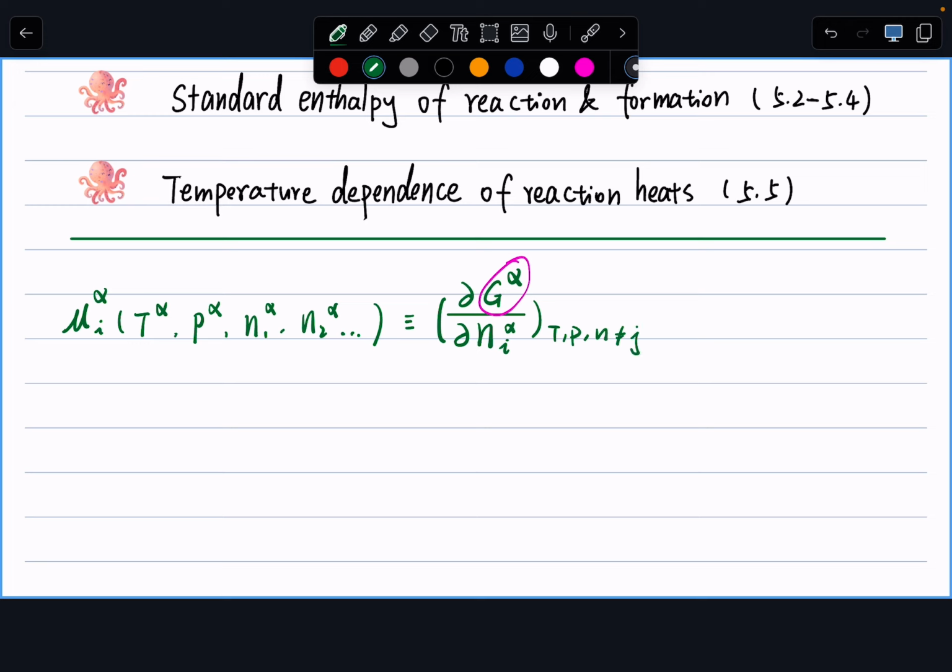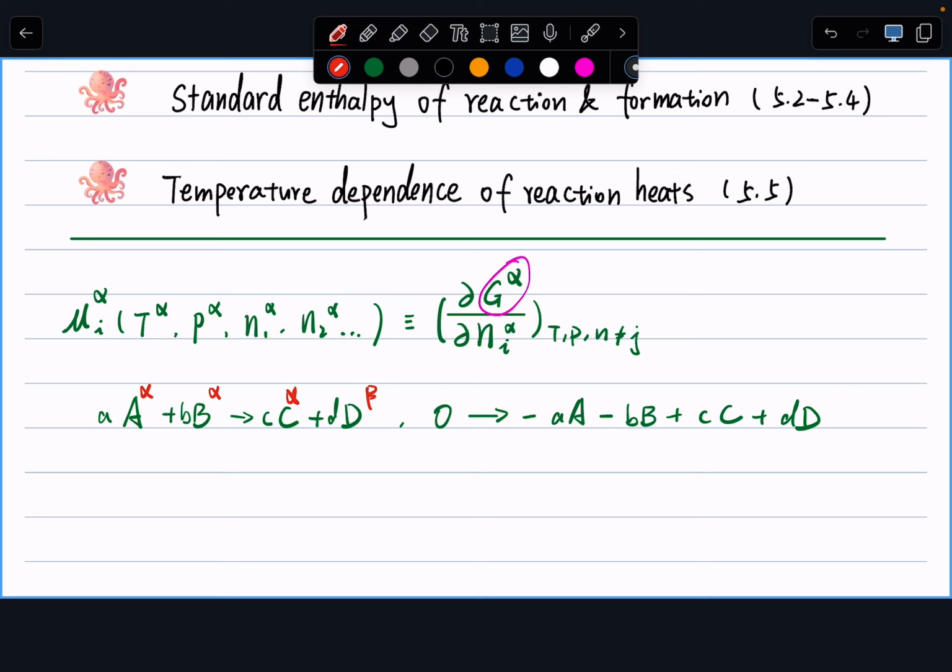Before we move on, I want to make sure we're on the same page about chemical potential. In a typical reaction, imagine A plus B goes to C plus D. Actually, add the coefficients. Or alternatively, you can write this as 0 goes to negative aA minus bB plus cC plus dD. Let's say A is in phase alpha, B is in phase alpha, C is in phase alpha, and D is in phase beta.